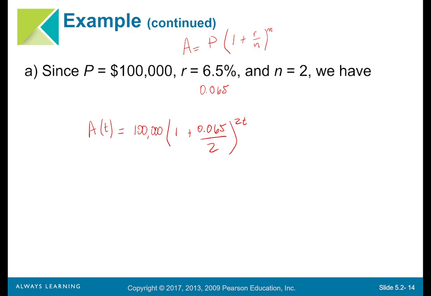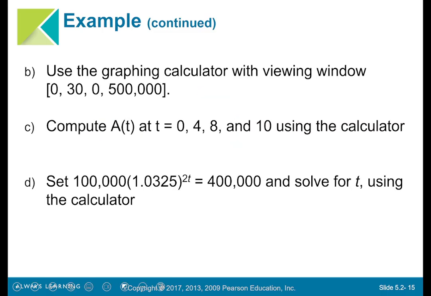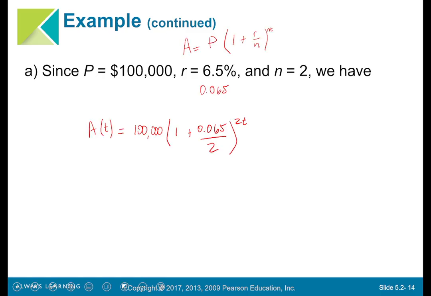And that's our function. We could simplify it more, we really don't have to, though. We could simplify the 1 plus 0.065 over 2, but it's not really necessary at this step. Moving on to part B, we're going to use a graphing calculator with this specific viewing window, and we're going to look at what this function is. So let's keep it in mind, 100,000 times 1 plus 0.065 over 2 to the 2t.